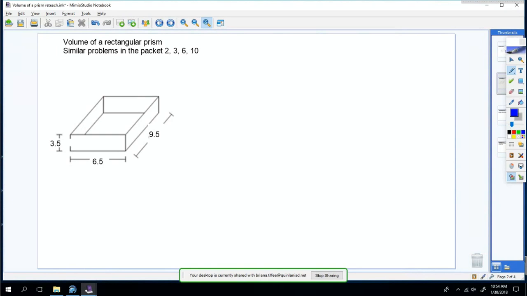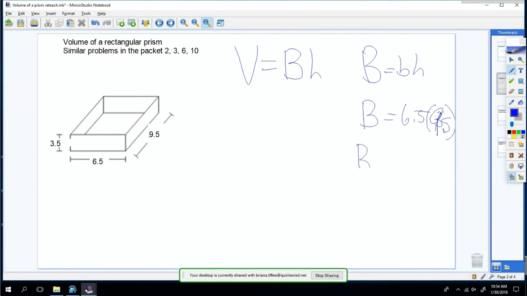So the volume of a rectangular prism. So again, the volume formula is still the same. But this time, big B is just base times height because it's a rectangle. So your base would be 6.5, and I'll say the height would be 3.5. Or I'll say the height is going to be 9.5. Running out of room. So you're going to do 6.5 times 9.5. And when you do that, you get 61.75. So that's your big B.